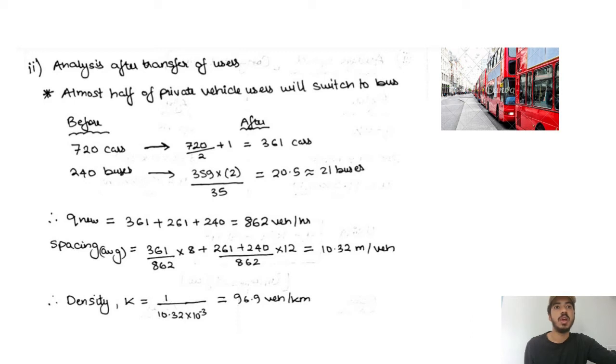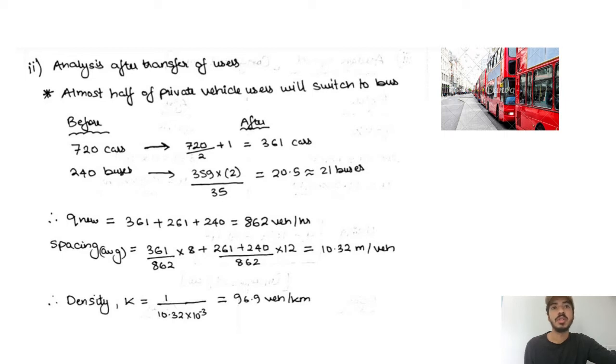So the overall leftovers, that is the vehicles which are not private vehicles divided by the total flow, multiplied by the distance between consecutive buses or commercial vehicles, which is 12 meters. When you sum this up, you get the average spacing value, which is 10.32 meters per vehicle, which is slightly higher than the previous scenario.